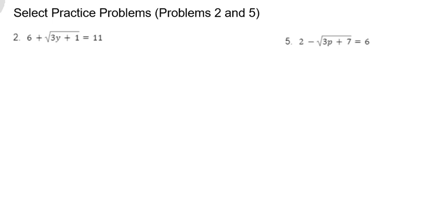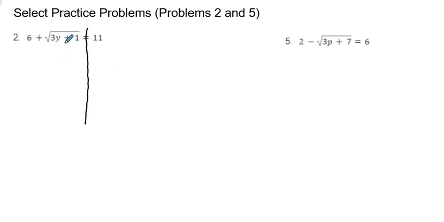All right, here are our two select practice problems. I'm going to go over problems 2 and 5 from the homework. Okay, so ignore this. This just tells you what number the problem is, right? So this is where the problem actually starts, is there. Okay, so we're going to start with number 2 by building our fence, right?